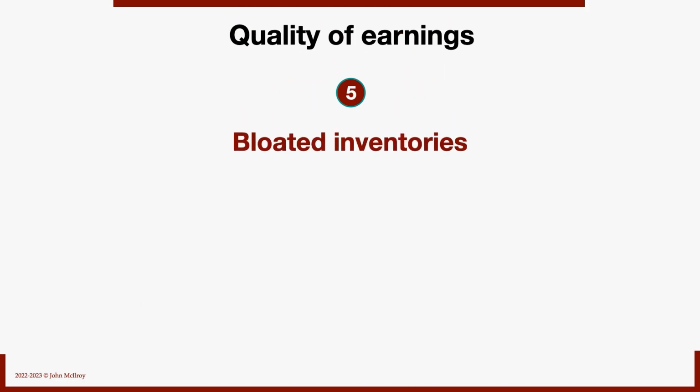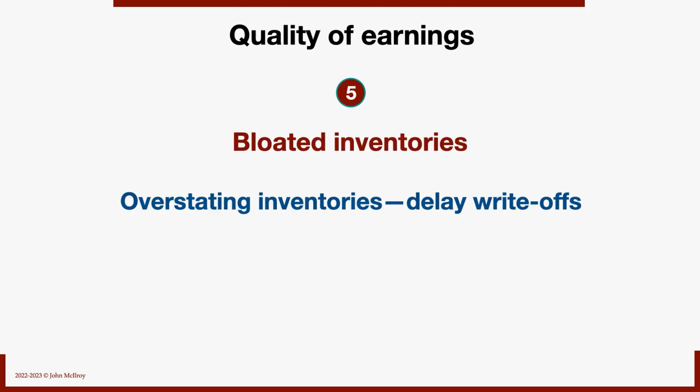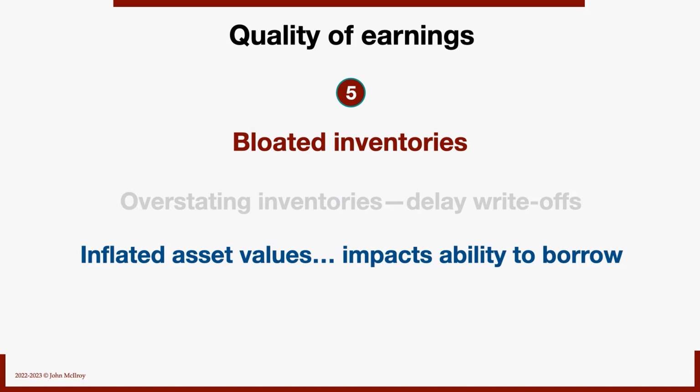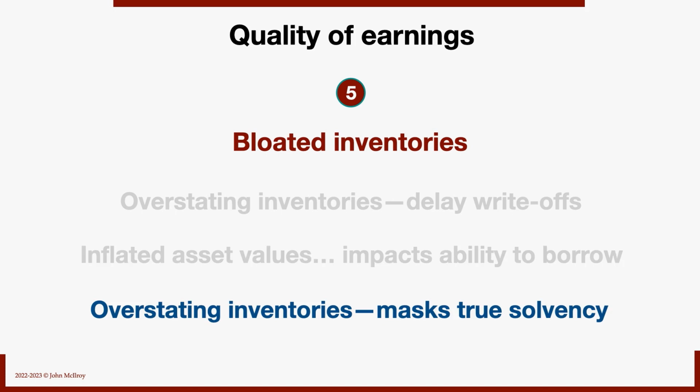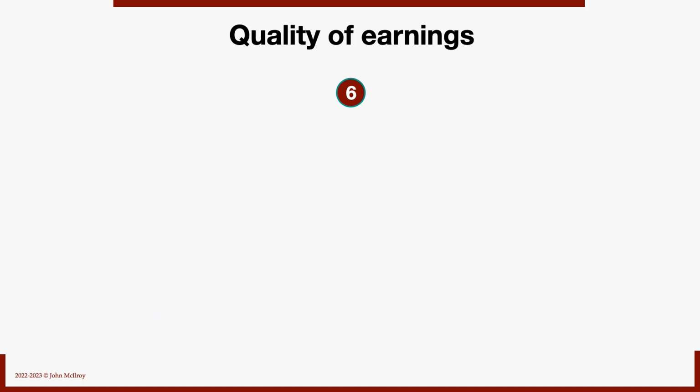Bloated inventories. Overstating inventories by delaying write-offs. So the balance sheet looks healthier than it really is because we haven't written off inventory that we can't actually sell. And so those inflated asset values will impact our ability to get an underwriter to underwrite the loan because of a discrepancy between inventories we're reporting and the real inventory value. And overstating inventories can also mask solvency issues as well. So we have to keep our eye on that.